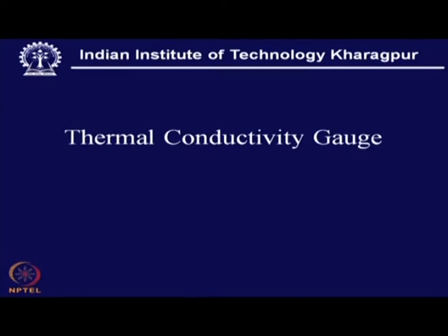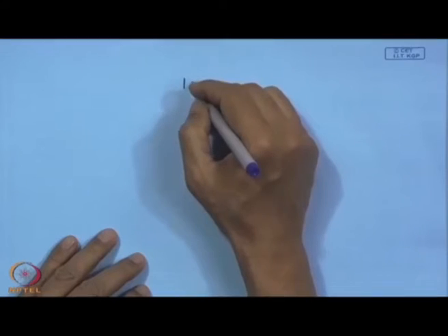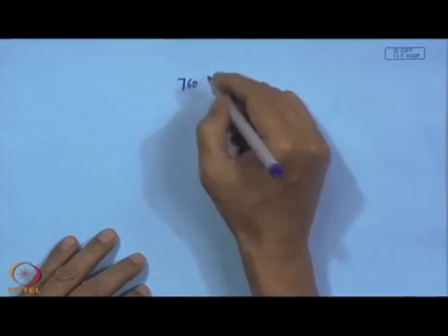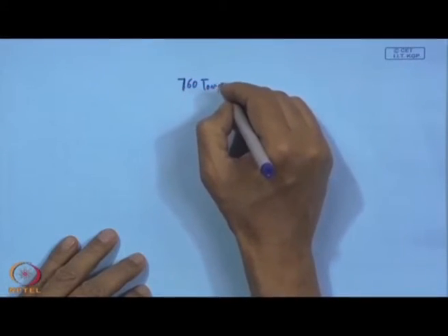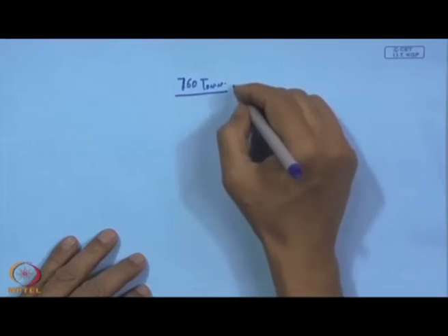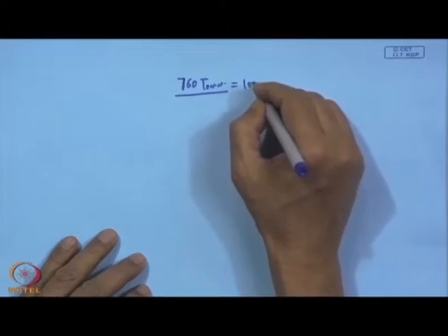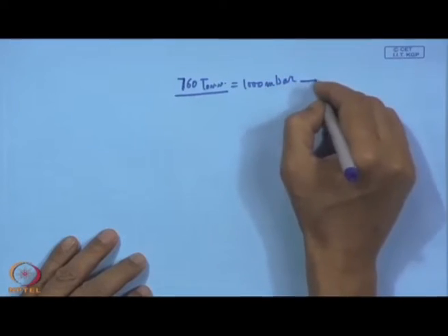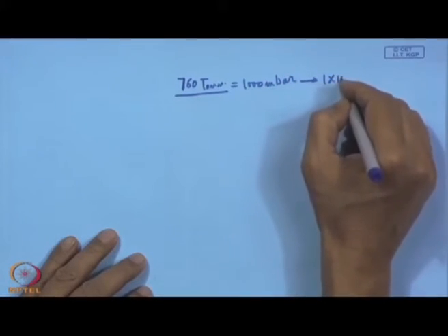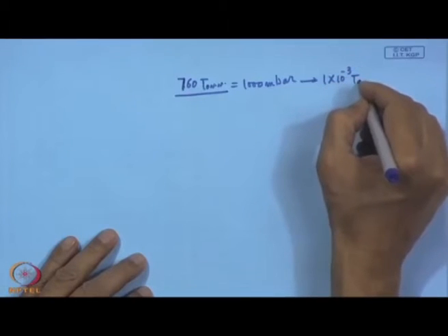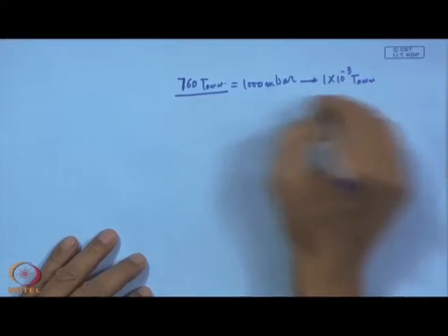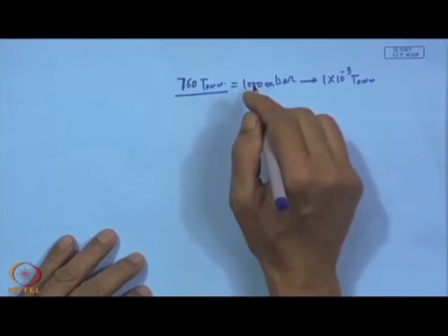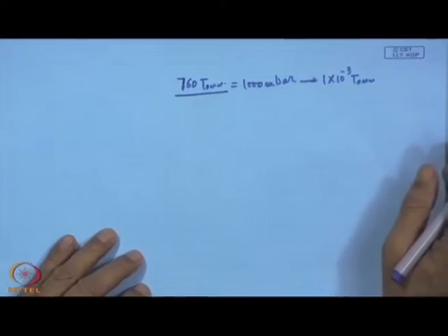the thermal conductivity gauge. This is also used in the range of say 760 torr, or 1000 millibar, down to 1 into 10 to the power minus 3 torr. So, that is the pressure range within which this thermal conductivity gauge can work.